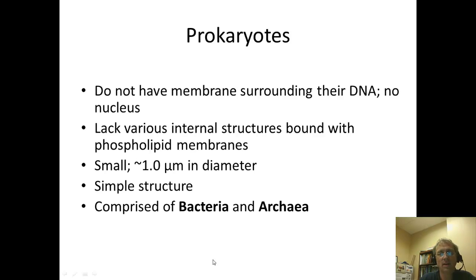Cellular life is broadly broken up into two classes of cells. We'll talk about each of these individually and then spend a fair amount of time talking about the specific parts of each of these different classes of cells. The first type of cellular life we're going to talk about are prokaryotes. We can see a number of characteristics that all prokaryotic cells have in common.